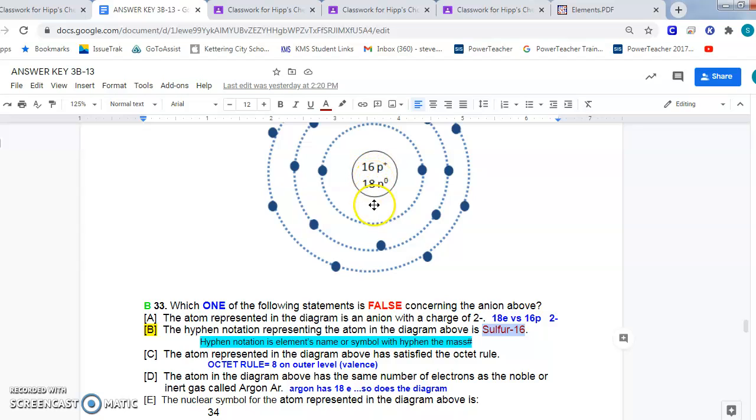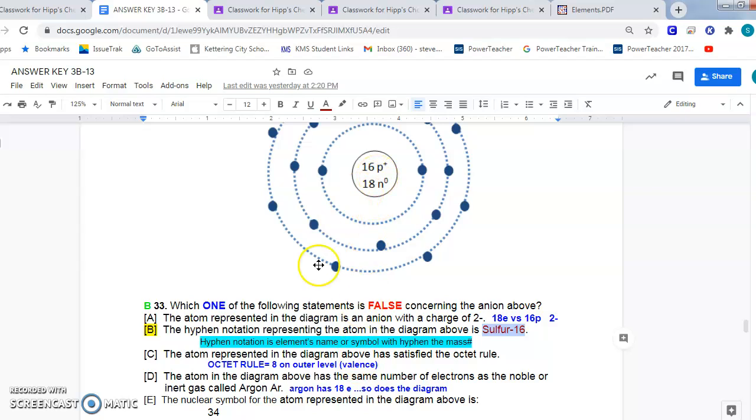There's 34 nucleons. The atom represented in the diagram has satisfied the octet rule. The octet rule says 8 electrons, regardless. Every level after the first needs to have 8 on it in order to be full. When I say more than that, that was a little confusing. The outer level should have 8. Some of the levels, though, can hold more than 8, but the outer level, it needs 8 to be stable. So it satisfied the octet rule.